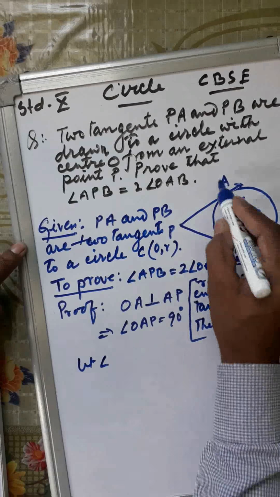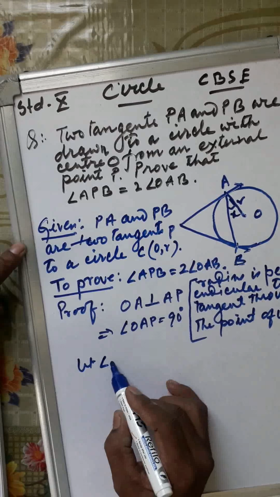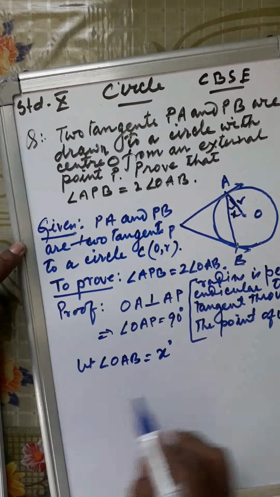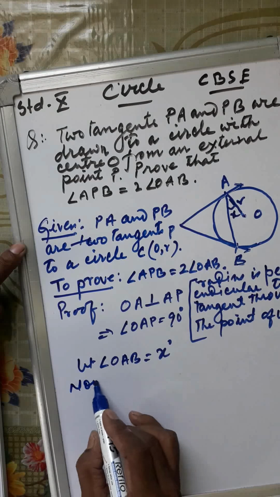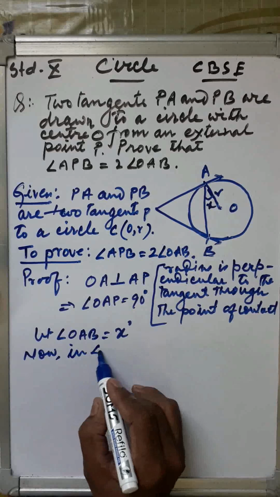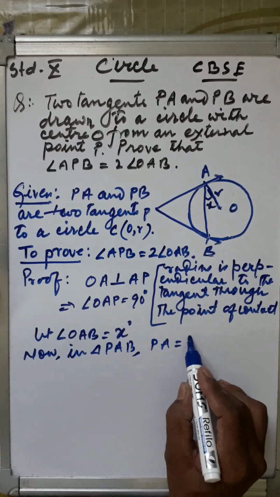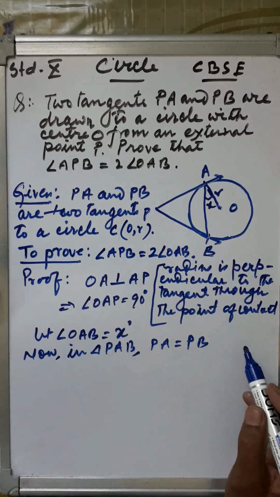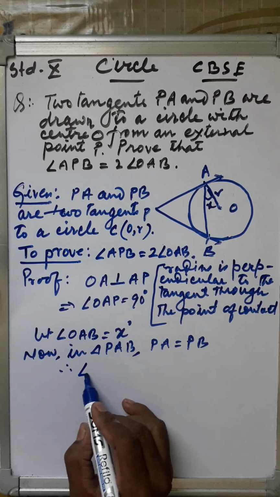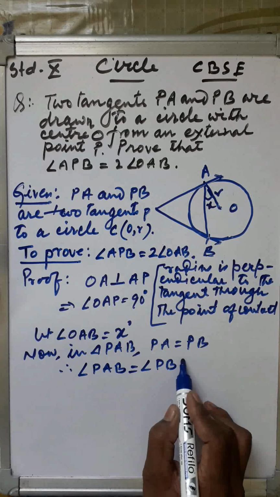Let angle OAB be x. We are supposing this is x. Let angle OAB be equal to x degrees. Now in triangle PAB, what do we have? PA is equal to PB. Why? You know that tangents from an external point are equal in length. Therefore, we can write angle PAB is equal to angle PBA.